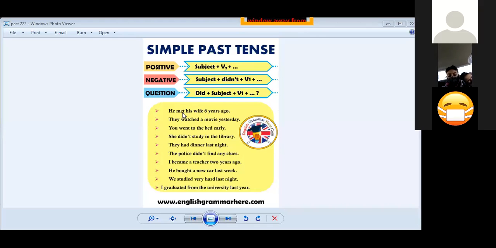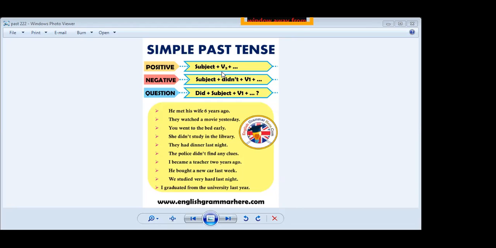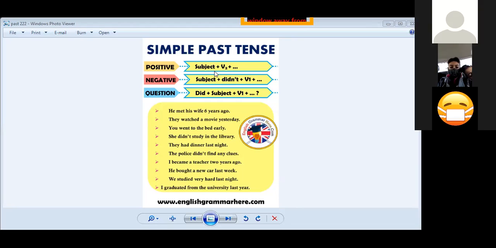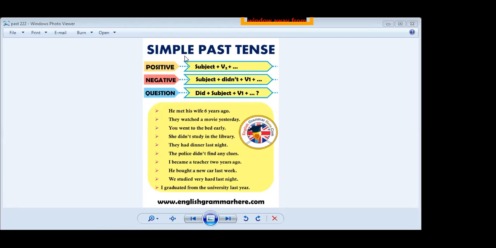So verb 2, okay? Washed, also verb 2. Went, verb 2. Had, verb 2. Became, verb 2. Bought, verb 2. Studied, graduated. So all of those verbs are in verb 2. Okay. So we use subject and verb 2 to make a positive sentence.